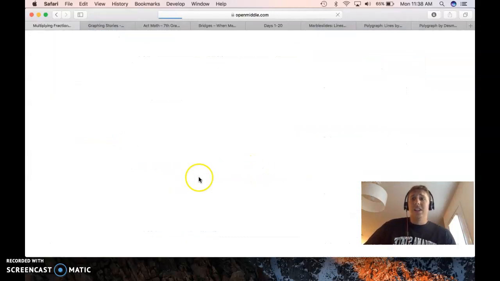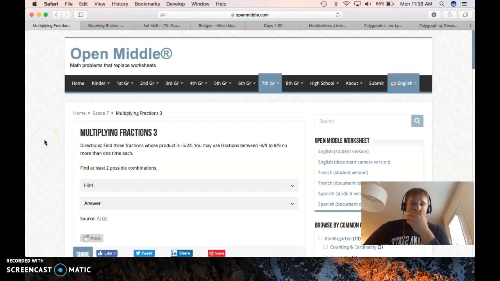So here's a really good example of one that takes a lot of number sense, and it builds in factors of multiplying and dividing, or multiplying positive and negative numbers, and at the same time multiplying fractions. So it says find 3 fractions whose product is -5/24. You may use fractions between -8/9 to 8/9, no more than 1 time each. I only made them find 1 solution. You can do 2 like it says to. But with this one, I drew it on the board for them just to help them out a little bit.